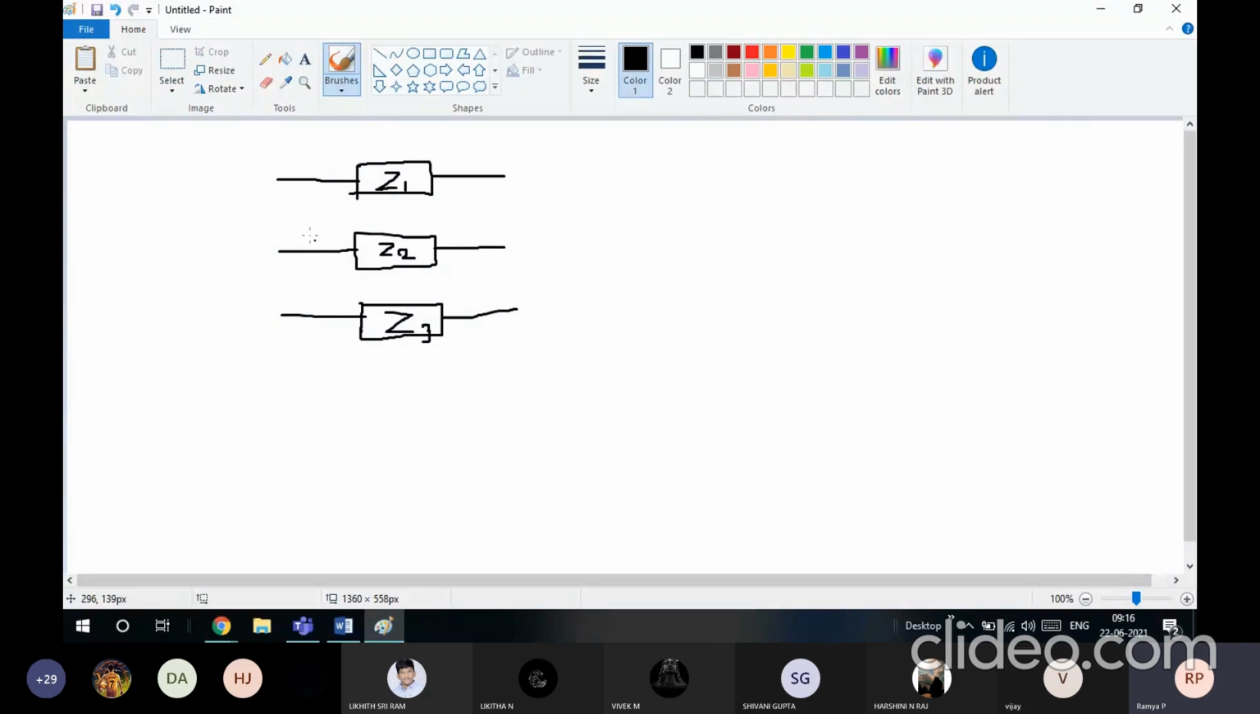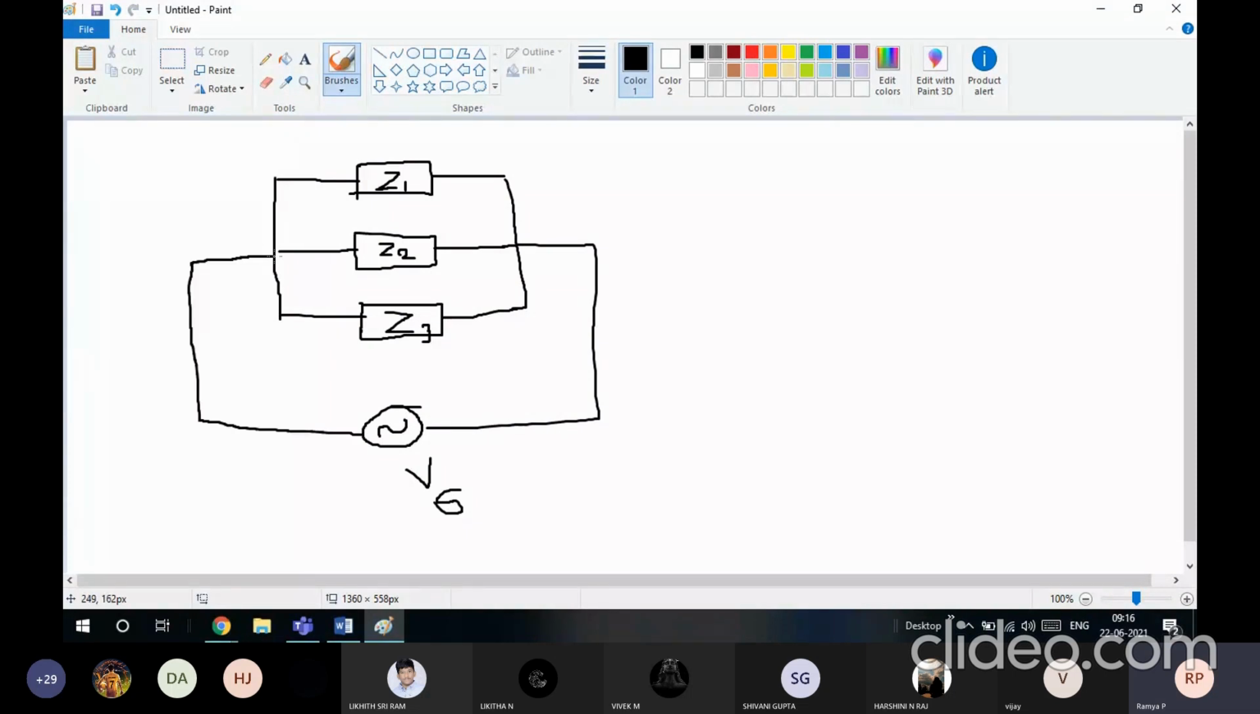If it is connected in parallel, obviously all of this will be shorted, and the other side also will be shorted, and from one particular junction it will be given to your supply. This is nothing but your supply voltage Vs, and the other end from the positive terminal will also be connected to this.